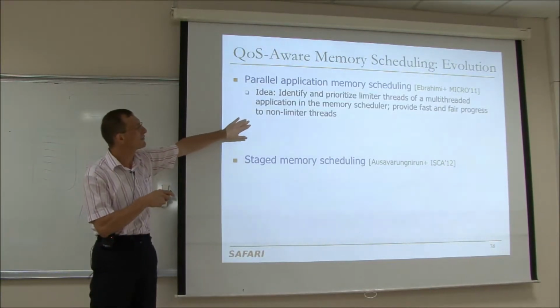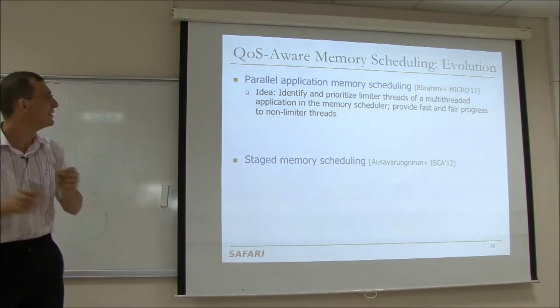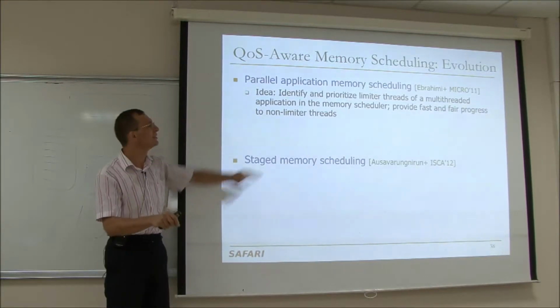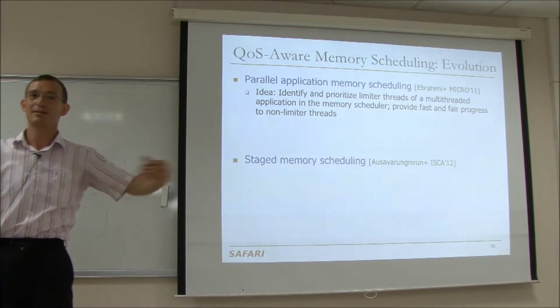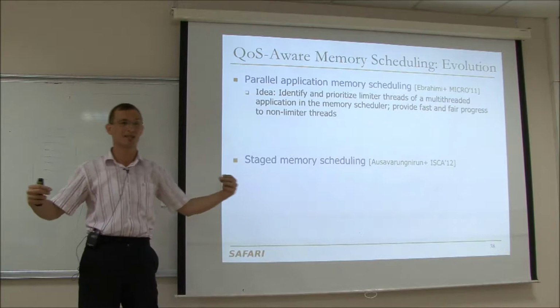Basically, if you identify and prioritize limiter threads, or bottleneck threads, critical threads, in a multi-threaded application, and convey this to the memory scheduler, the memory scheduler can prioritize those threads, and for all other threads that are not critical, the memory scheduler can try to ensure that they do not become critical.